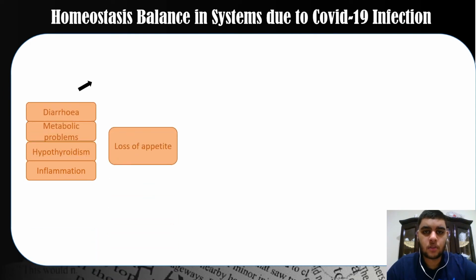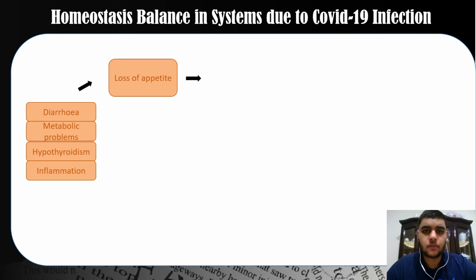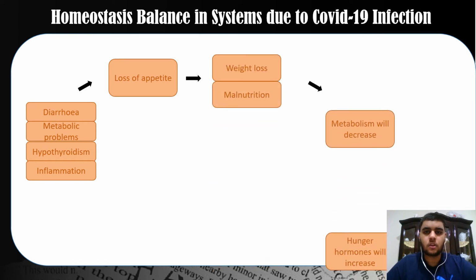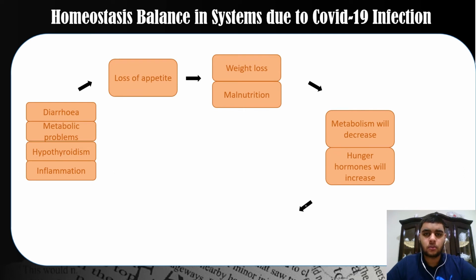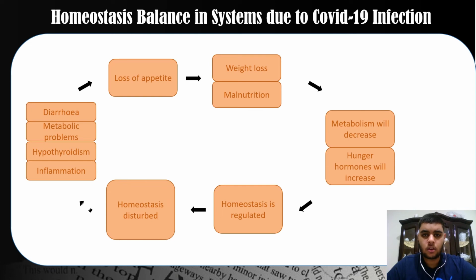Diarrhea is one of the many factors that can cause loss of appetite, along with metabolic problems, hypothyroidism, and inflammation, which affect the body through weight loss and malnutrition. Okay, the body tries to respond to this change by decreasing its metabolism and increasing hunger hormones. Then the homeostasis of the body will be maintained. The cycle will begin when the homeostasis is disturbed, so the cycle will be repeated.